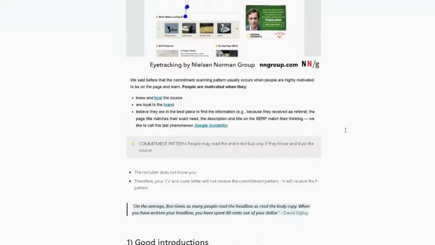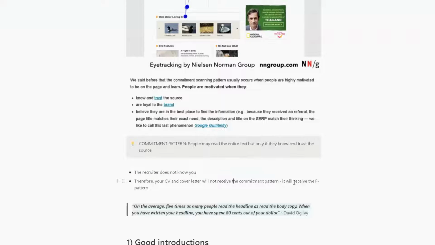Now, how is this useful in the context of your CV and cover letter? Well, what it means is the recruiter does not know you, they don't trust you, they're not loyal to you, etc. They are just there to read your CV and cover letter. So I just wanted to show you this commitment pattern to show you that you will not receive it. You cannot expect the recruiter to read your entire CV or your entire cover letter, because you're not a trusted source of information that the recruiter knows.